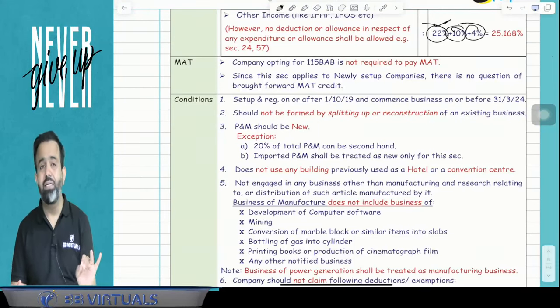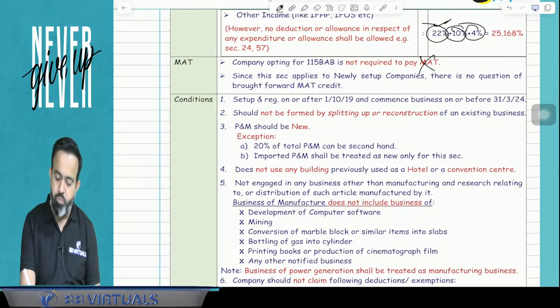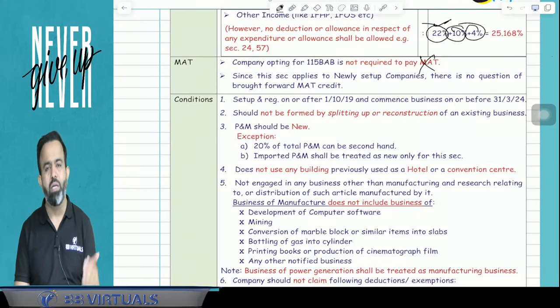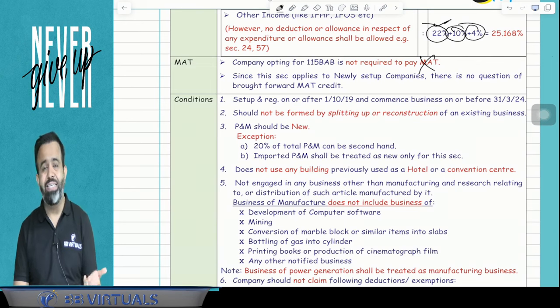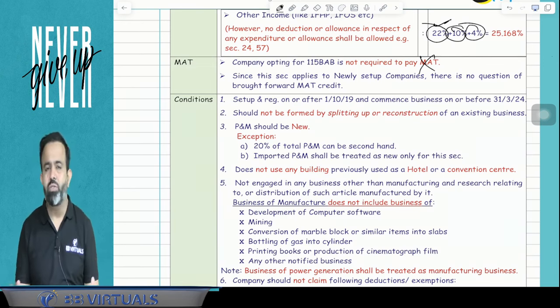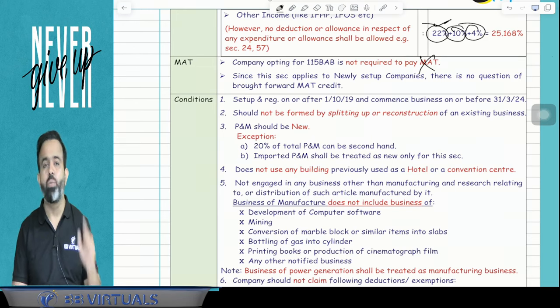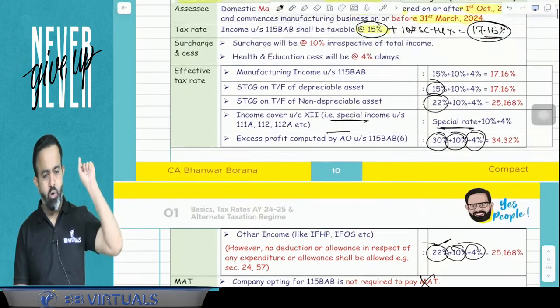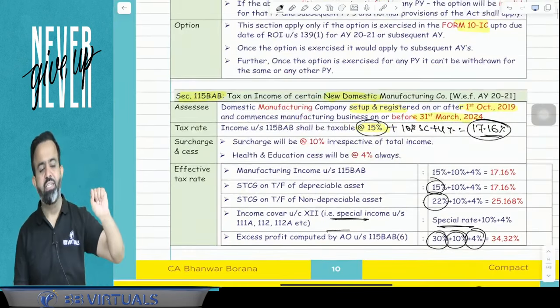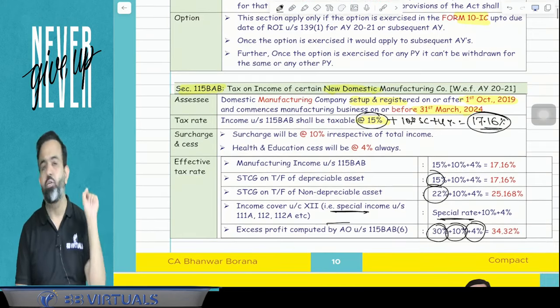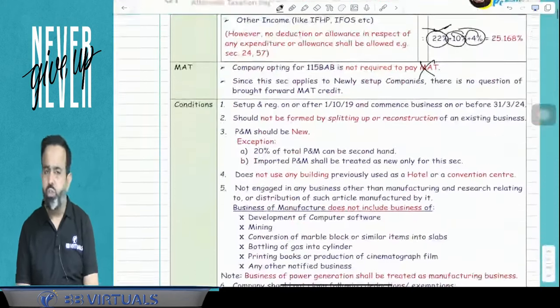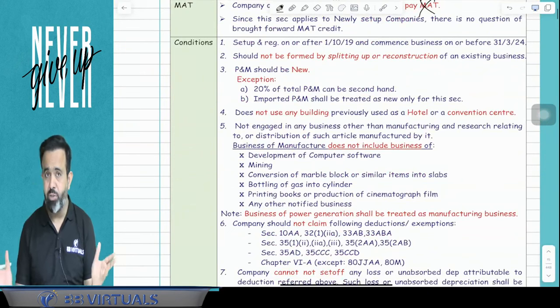Now one more point. Guys, if a company opts for 115BAB, then MAT is not applicable. Now, what about the MAT credit? Guys, there is no question of MAT credit because in the first year only the company has to opt for this section. Because this is only for a new domestic manufacturing company. So in the first year only the company has to opt for this section. So there is no question of MAT credit because MAT itself is not applicable.